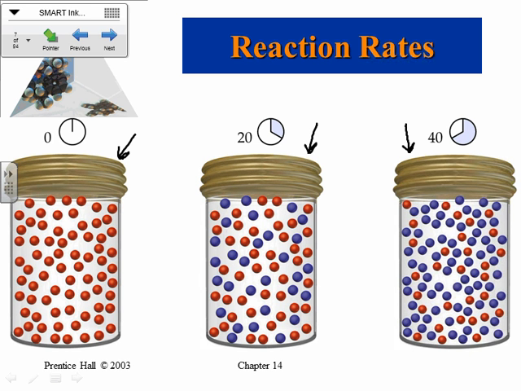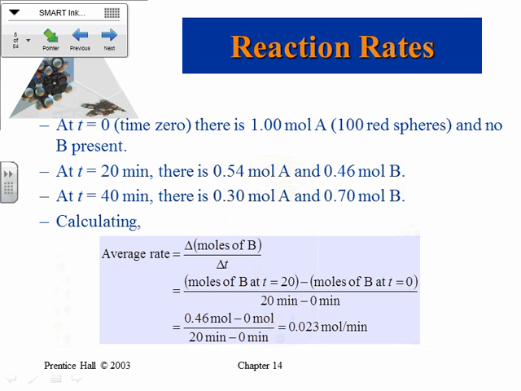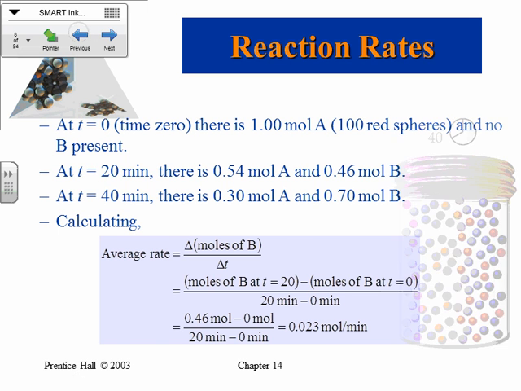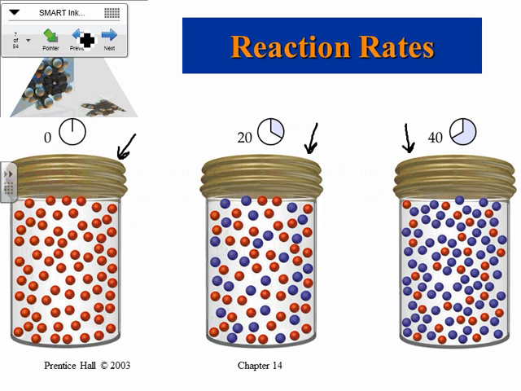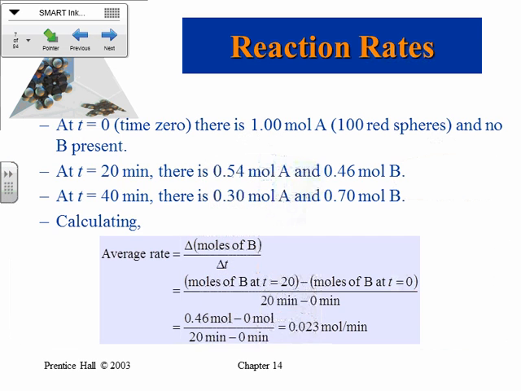So there's the way the reaction looks as it progresses throughout time. Notice the A, the red spheres, is decreasing and the B is increasing. And so here's some numbers to go with that. At time 0, there's 1 mole of A, and obviously there's no B. At 20, it should say seconds. Pretty sure it says seconds over here. Let me look. Oh, it doesn't say. Okay. So we will say 20 minutes here. I had seconds in my head for some reason. So 20 minutes and 40 minutes.